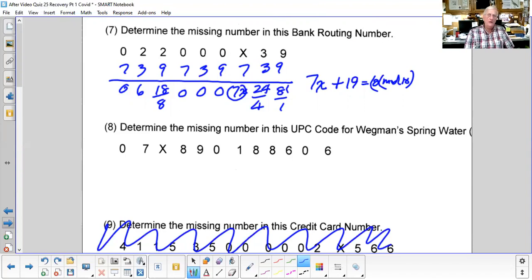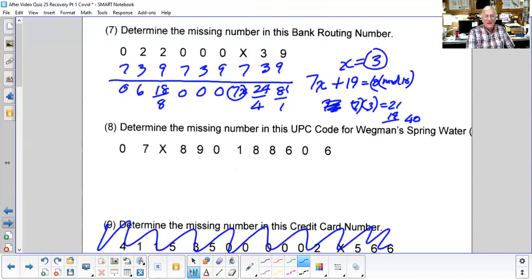What number must 7x end in so that when I add it to 19, it comes up with a 0 on the end? Well, you can see it would have to be 21, 7 times 3, right? Because 7 times 3 would give us 21, and added to 19 gives us 40. So x has to be 3.